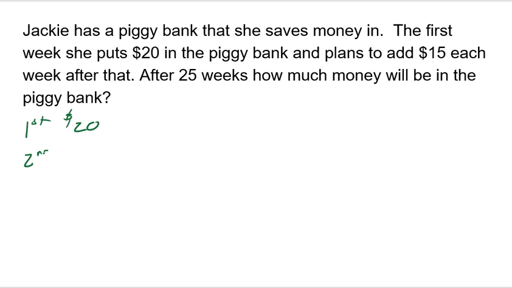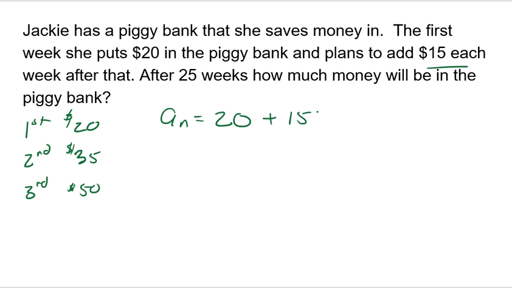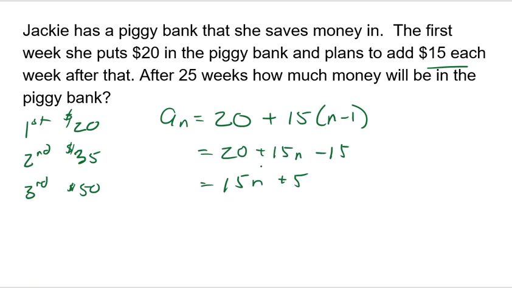And then every week after that, she's going to add $15. So the second week, there's now $35 in her piggy bank because she added that 15. After the third week, she put another 15 in there, so now she's at $50 in that piggy bank. So I'm going up by $15 each week, clearly arithmetic. The formula is: how much money is in there the first week, $20, plus the common difference, $15 extra each week, times n minus 1. Cleaning that up, we get 20 plus 15n minus 15. So that's 15n plus 5 when I combine the 20 with the negative 15.